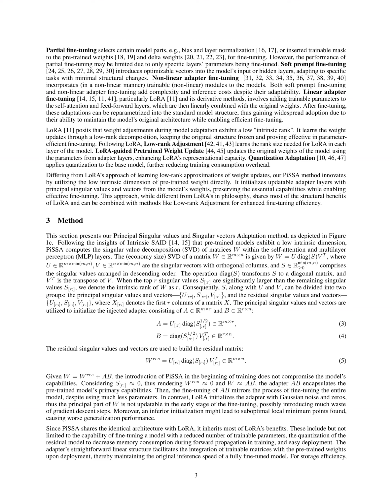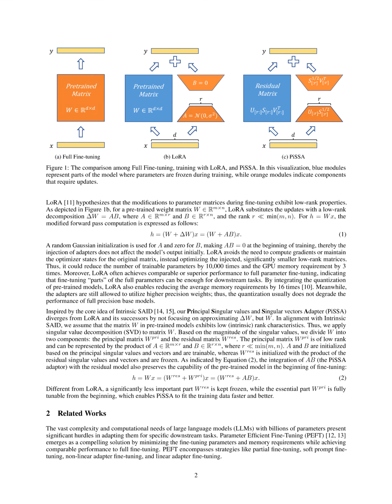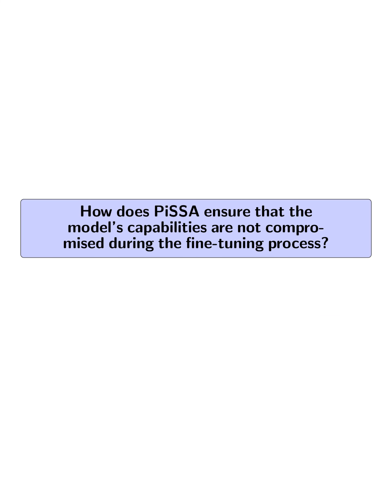The principal singular values and vectors, denoted as U_r, S_r, V_r, are used to initialize the matrices A and B. These matrices are trainable, allowing for effective fine-tuning of the model while preserving its essential capabilities. The residual matrix W_res, on the other hand, is initialized with the product of the residual singular values and vectors obtained from the SVD and remains frozen during the fine-tuning process.